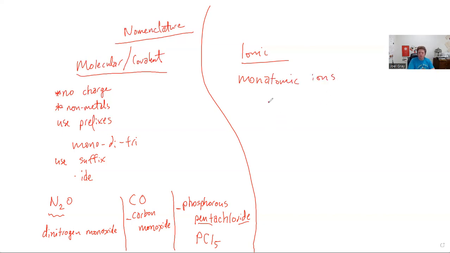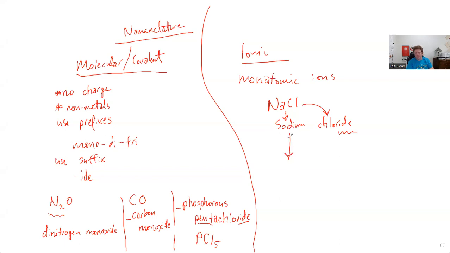One that you're probably familiar with is NaCl. This is also known as sodium chloride. Did we use prefixes? We did not. We didn't say monosodium monochloride, but what we did do was use that suffix, IDE. Now this compound consists of sodium and chloride.